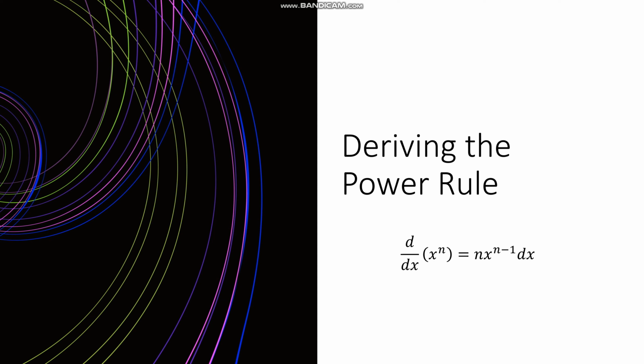As you see below, the derivative with respect to x of x to the n equals n x to the n minus 1 dx. But where does that come from? How did mathematicians determine that? What's the origin of the power rule?